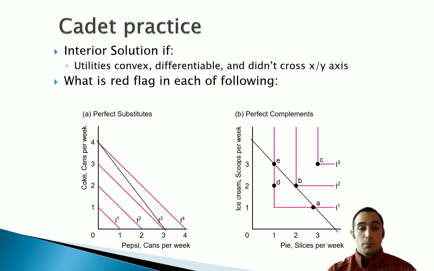All right, so first things first, look at the graph on the left and right and tell me what specifically is wrong with these when it comes to the red flags. We said our utility functions should give indifference curves that are convex, differentiable, and don't cross either the x or y axis. Look at the left and right, and you tell me which red flags, could be multiple, are violated in each.